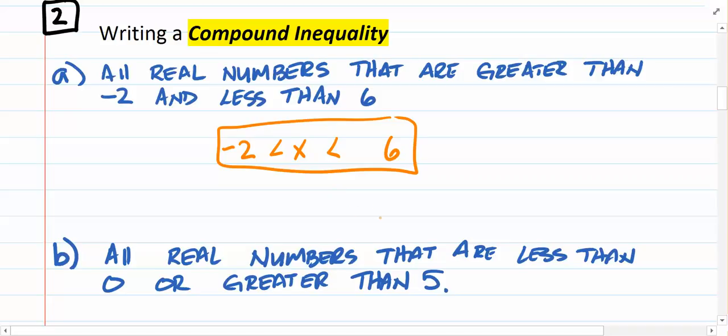I could write it a different way too. I could say all numbers that are greater than negative 2.